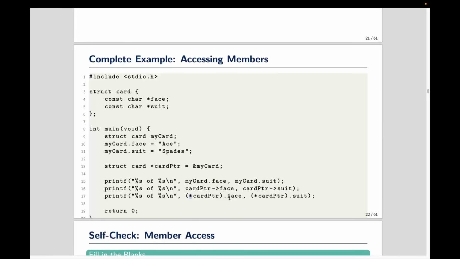card ptr dot face. And why? Because first of all, you have to dereference the card ptr, because that's a pointer, by using the parentheses, and then the dot operator can be used for these two cases. And this is the percent s, the format specifier of the string. I hope this example is now clear.